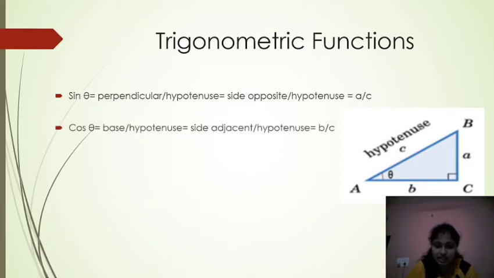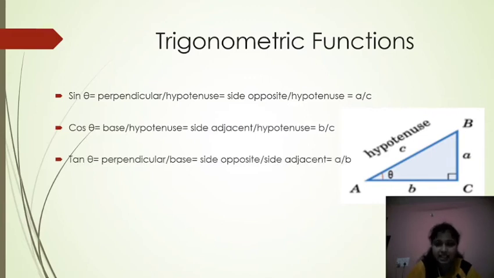Next is cos theta. Cos theta is always base by hypotenuse, or side adjacent by hypotenuse. Side adjacent means the side adjacent to the angle which we are talking about. In this triangle we are talking about theta, and the side adjacent to theta is the small letter b. The hypotenuse is always c. So cos theta is b by c.